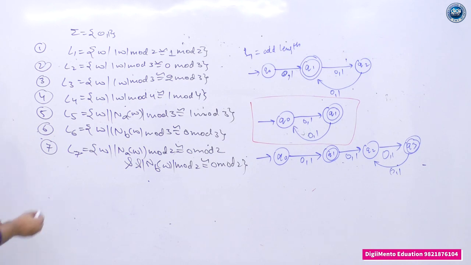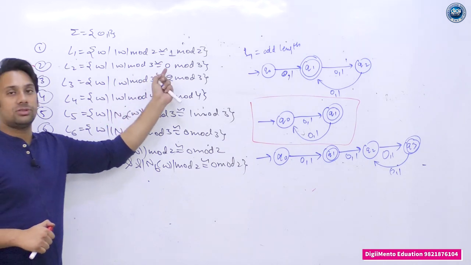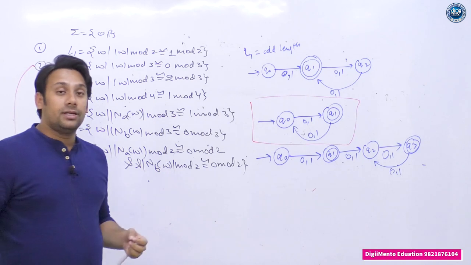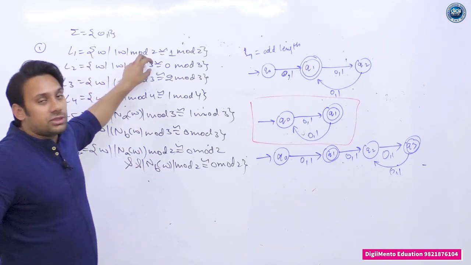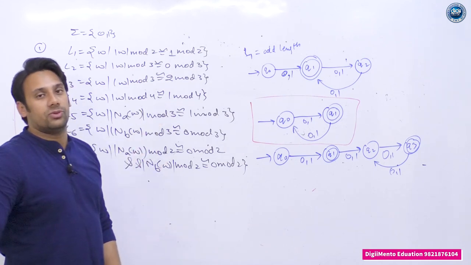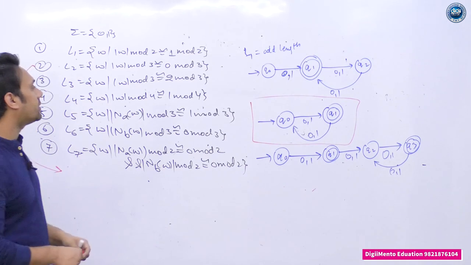So now look at the second problem here. The second problem says that we have W such that length of W mod 3 is congruent to 0 mod 3. So 0 mod 3 means that if you divide the string's length by 3, the result should always be 0. So what are the possible lengths?